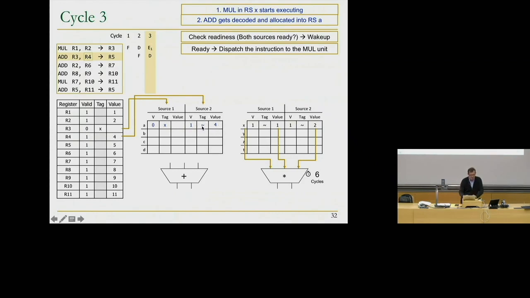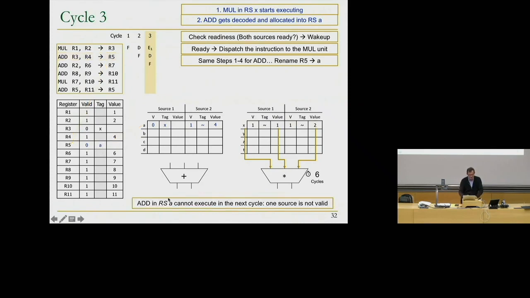Tag, we don't care. Now we need to rename the destination register. That's the next step. Destination register is R5. R5 gets renamed to the reservation station entry that we just allocated, the one that's going to produce R5. So R5's valid bit becomes zero, and the tag becomes A. Now add in RS A cannot execute in the next cycle because one source is not valid. It's just going to wait there.